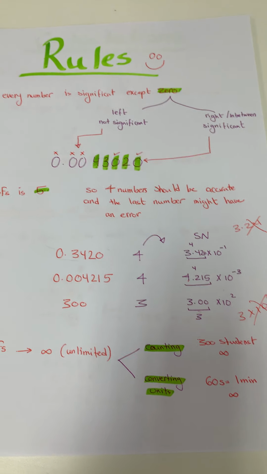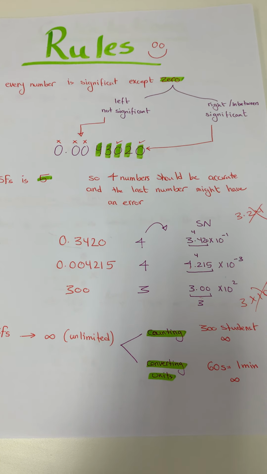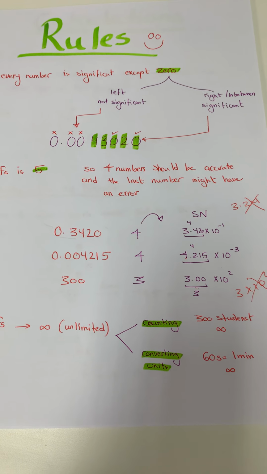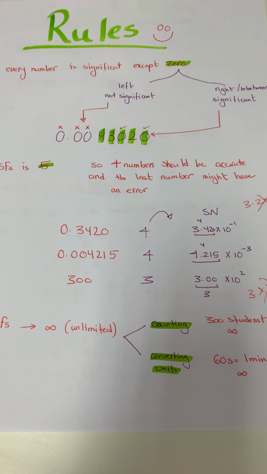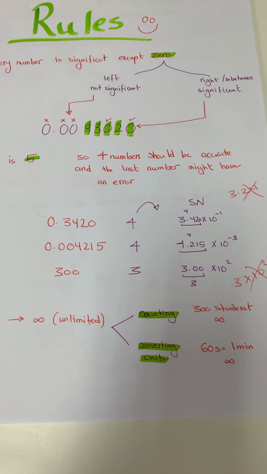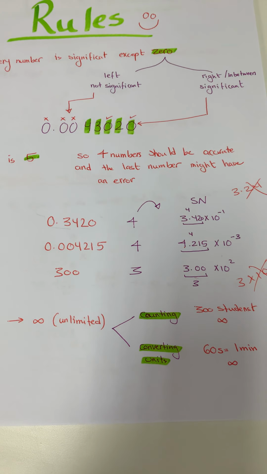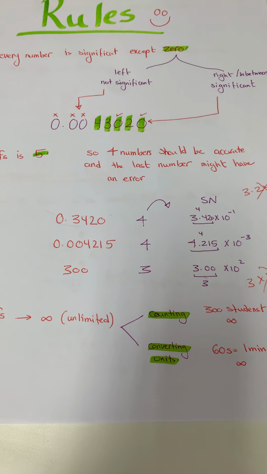Okay, the last rule about significant figures is that sometimes the significant figures are infinite or unlimited. When can we say that the significant figures are unlimited or infinite? When we count things, like for example 5 apples.